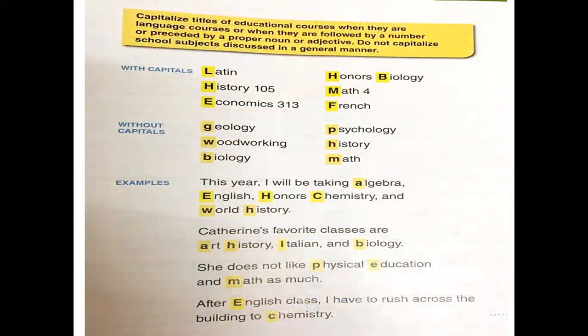Now, when it comes to subjects, you capitalize only the courses. If there is the name of a certain course, for example, Math 4 or Economics 313, coming with the number, then you will capitalize. Other than that, you only capitalize the languages used as subjects, for example, French, Arabic, English, Urdu. But you will not capitalize other subjects like biology, chemistry, math, or history.